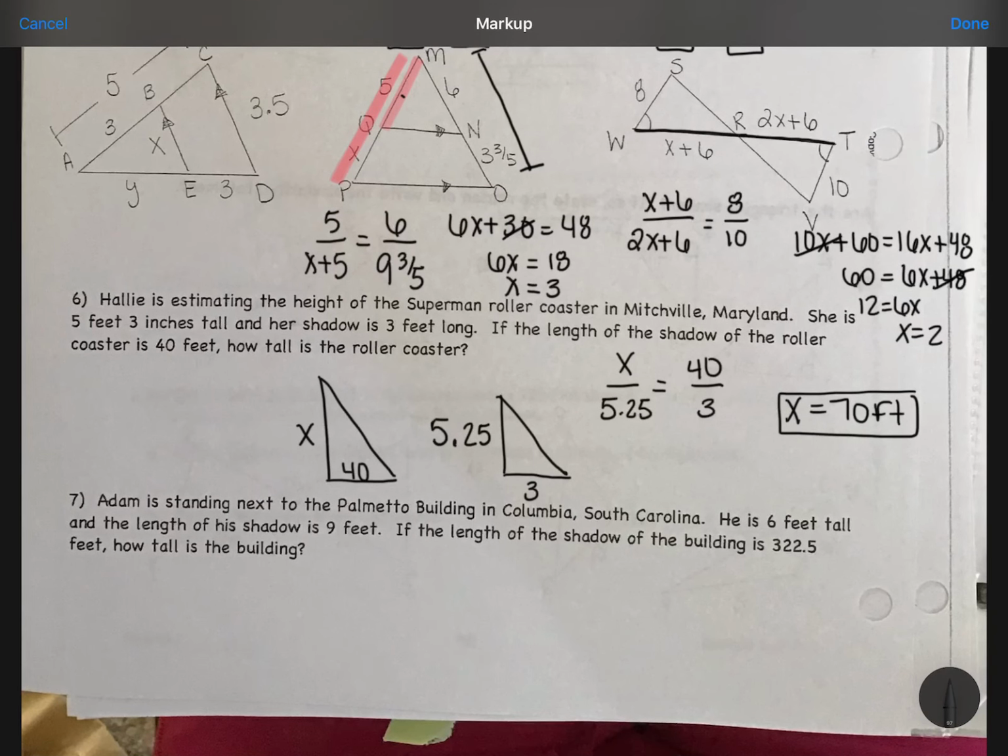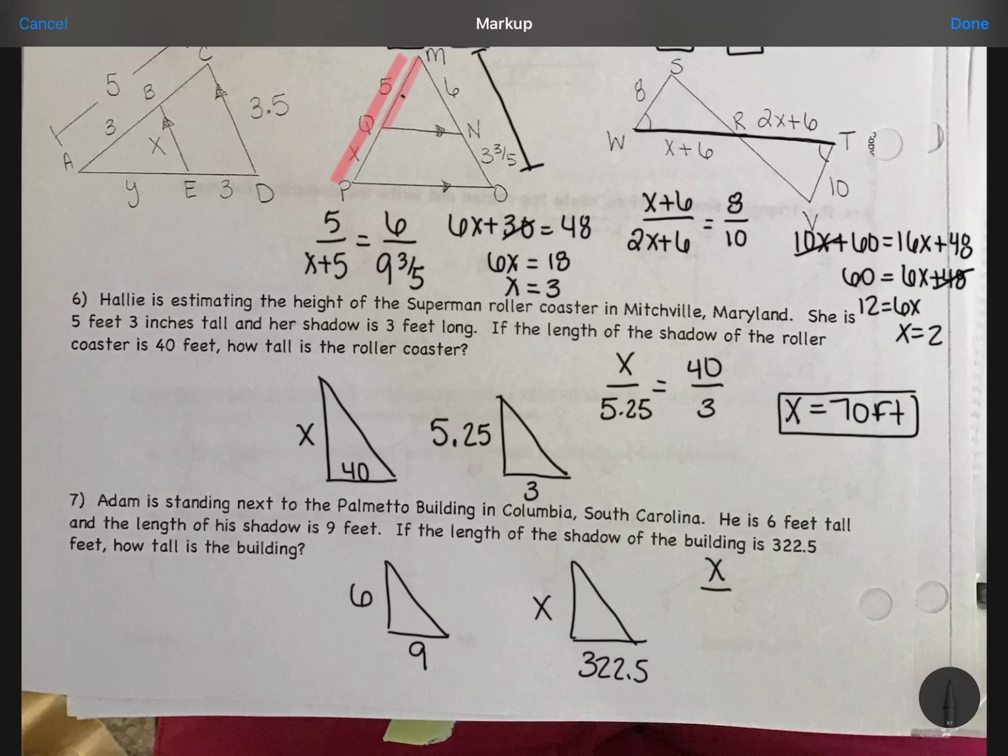All right, Adam's standing next to the Palmetto building in Columbia, South Carolina. And he's 6 feet tall, and his shadow is 9. So he's 6. His shadow, remember shadows go on the ground, 9. The length of the shadow of the building is 322.5 feet. How tall is the building? So there's my two similar triangles. You can set up a proportion.